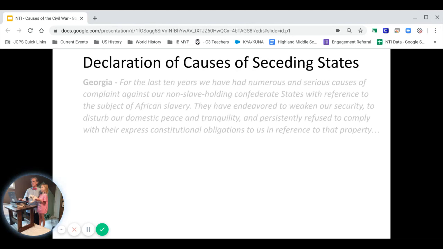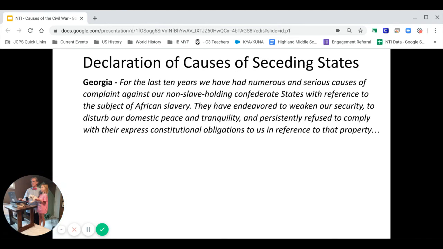So this is from Georgia's declaration. For the last 10 years, we've had numerous and serious causes of complaint against our non-slaveholding Confederate states with reference to the subject of African slavery. They have endeavored to weaken our security, to disturb our domestic peace and tranquility, and persistently refuse to comply with their express constitutional obligation to us in reference to that property. So they are coming right out and saying they're not getting the respect they deserve in reference to their enslavement of others.